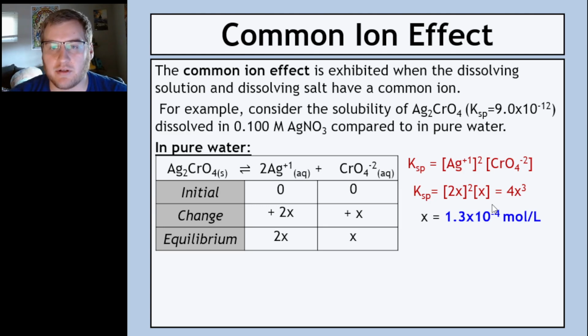You'll need to copy it down into the spot on your notes, but I'm not going to work through the whole problem. Basically, though, the answer is in pure water, x is 1.3 times 10 to the minus 4. What that means is that's how much of this salt will dissolve per liter of water, 1.3 times 10 to the minus 4 moles. That is in pure water. And we're going to compare that to dissolving it in a solution of silver nitrate.